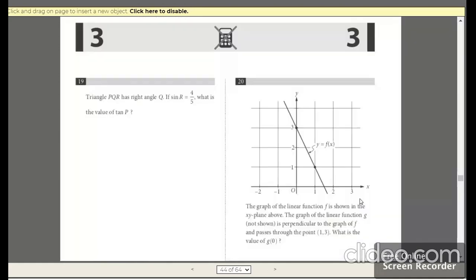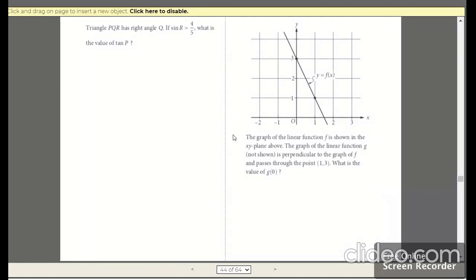Moving on to the next set of questions, the final set of questions that we have. Triangle PQR is a right triangle with right angle at Q. If sin R is equal to 4 over 5, what is the value of tan P? So if this is P and this is R, sin R means this is opposite, this is adjacent, and this is hypotenuse. He said that sin R is 4 over 5, and we know this side is going to be 3, because 5 squared minus 4 squared is 9, which gives 3.